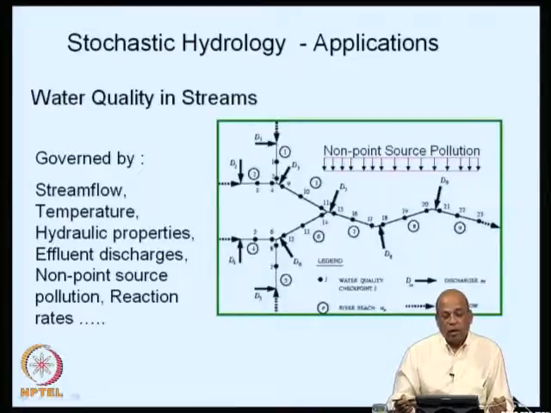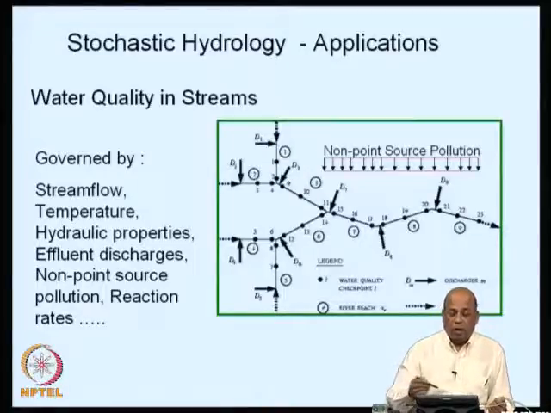variables. Then another classical problem that we deal with, which requires analysis of uncertainty, is the one dealing with water quality in streams. You look at this general example: there is a river here, and these are the tributaries, and you have industrial and municipal effluents joining the stream at various locations. In addition, you also have non-point source pollution joining the stream because of overland flow, because of sediment deposition into the stream, and so on.